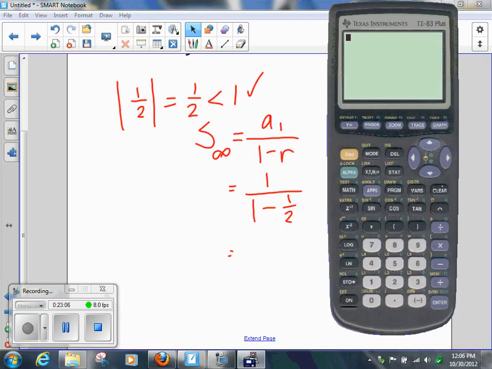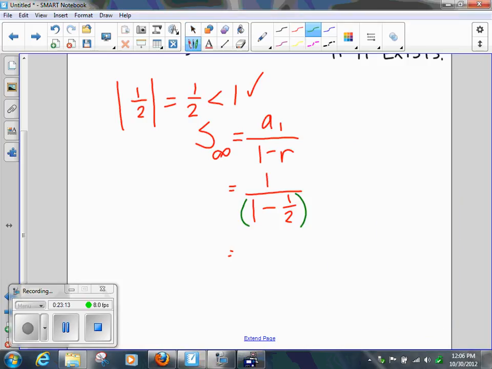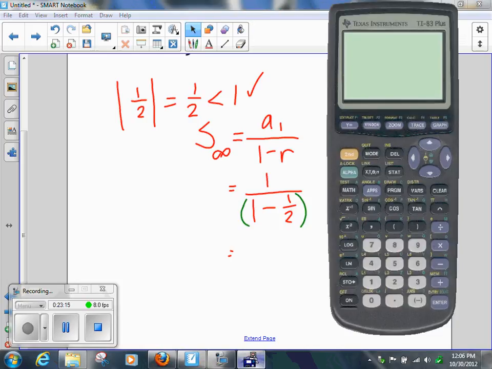All right, here we go, folks. Parentheses, parentheses, parentheses, parentheses. 1 divided by, parentheses, because you want to keep your denominator separate. 1 minus, another set of parentheses. Why? Because I'm starting a fraction. 1 divided by 2.